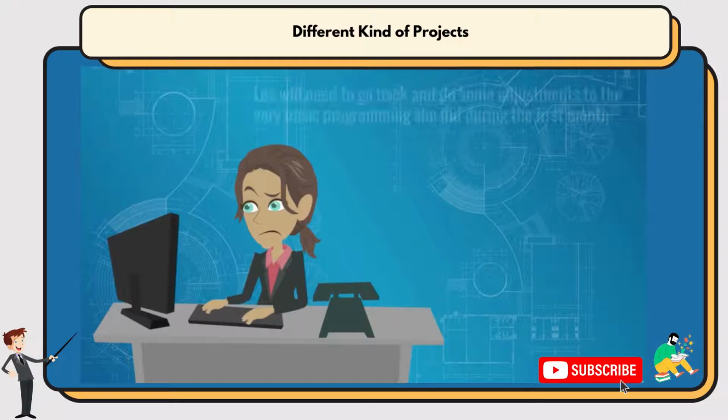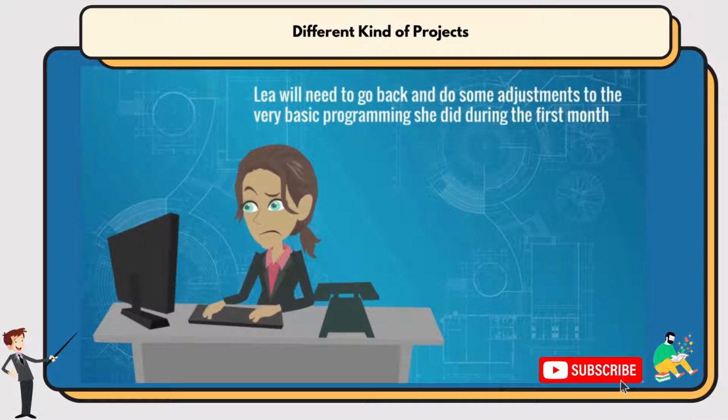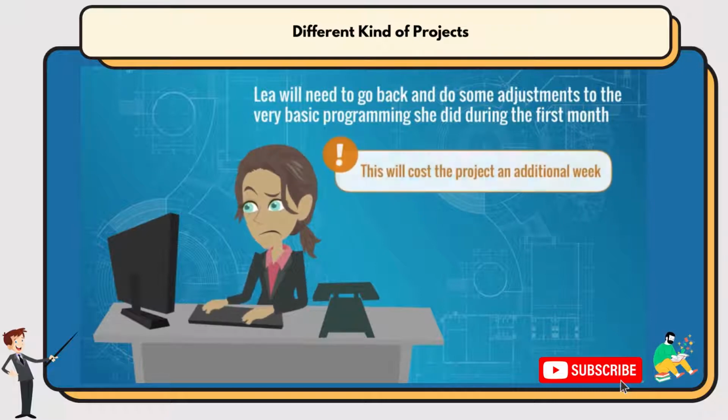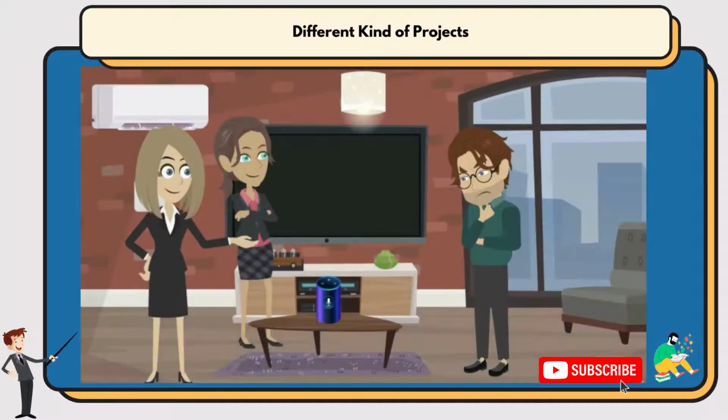Unfortunately, to incorporate it, Leah will need to go back and do some adjustments to the very basic programming she did during the first month. It will take her at least an extra week. But this new gadget seems to be really useful, so the additional time and cost are approved. Finally, after the new device is integrated by Leah, the three gather to review the final product. Ray is happy that after all the changes they can finally show the application to Bill and close the project.